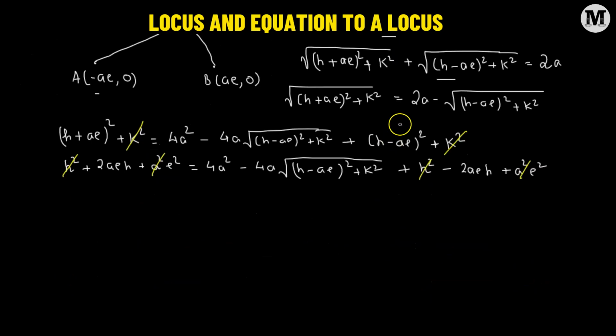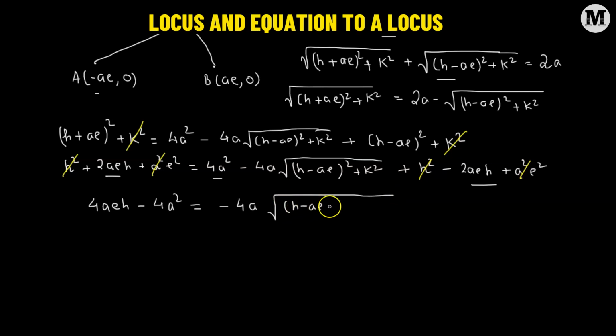Now we're going to rewrite all the terms. We'll take the negative 2aeh, transpose it to the left hand side and combine it with the 2aeh, and this is going to give us 4aeh. Then we are left with the constant term 4a squared. We'll take it to the left hand side. We have negative 4a squared. That will be equal to negative 4a times the square root of (h minus ae) whole squared plus k squared. Now let's get rid of the 4 from each of the terms we have, and we can also factor out a.